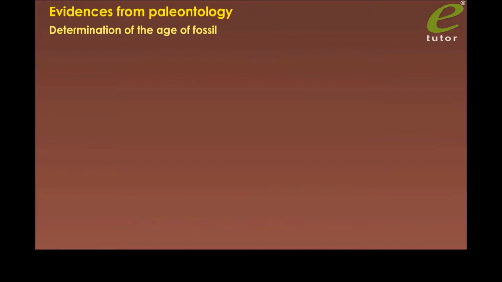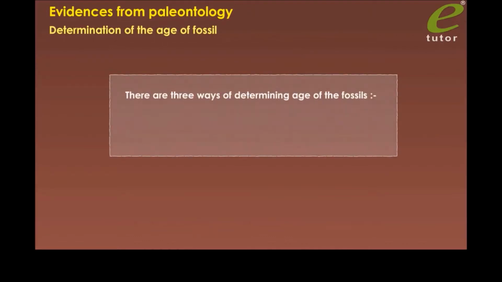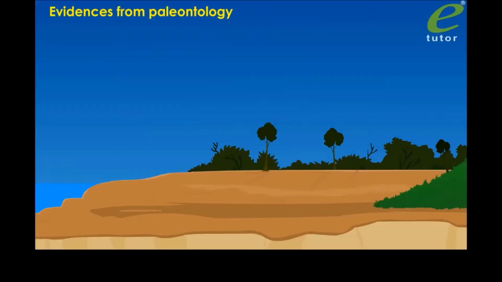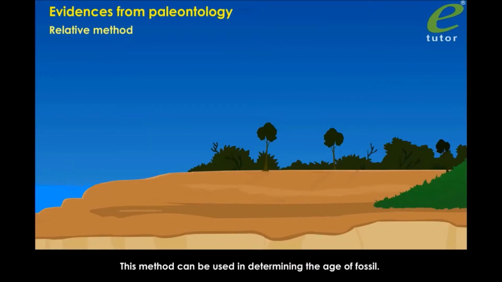Determination of the age of fossil. There are 3 ways of determining the age of fossils: relative method, by radioactive elements, and carbon dating. Relative method. This method can be used in determining the age of fossil.